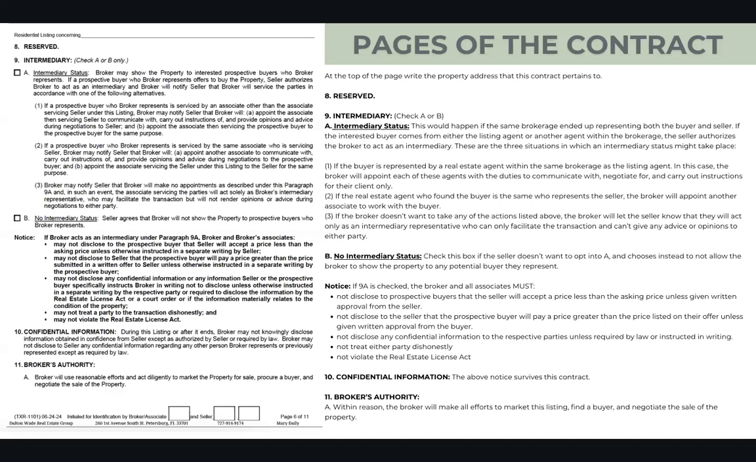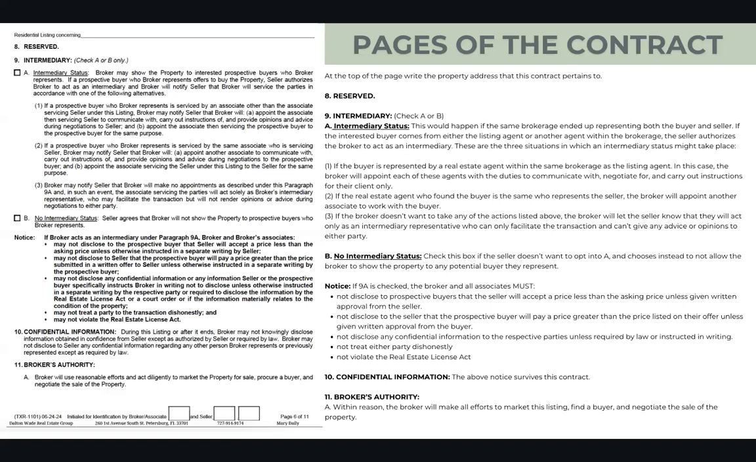These are the 3 situations in which an intermediary status might take place. If the buyer is represented by a real estate agent within the same brokerage, if the real estate agent who found the buyer is the same who represents the seller, or if the broker doesn't want to take any of the actions listed above, they don't want to appoint another associate to work with the buyer, then the broker will let the seller know that they will act only as an intermediary representative who can facilitate the transaction and cannot give any advice or opinions to either party. So Texas is not a dual agency state, and instead they have this intermediary status.